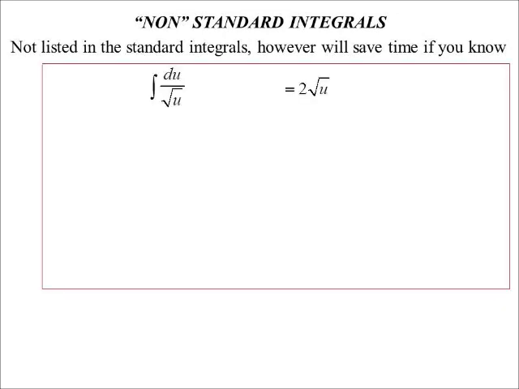du on root u, well, that's 2 root u. That's just going to save you time, because if you see du on root u, what have you got to do? Oh, well, that's u to the minus a half, add 1 to the power over the power, then put it back in root form. It's just easy to know. That'll always end up being 2 root u. Similarly, du on u squared happens a lot as well. So, okay, that's minus 1 on u.